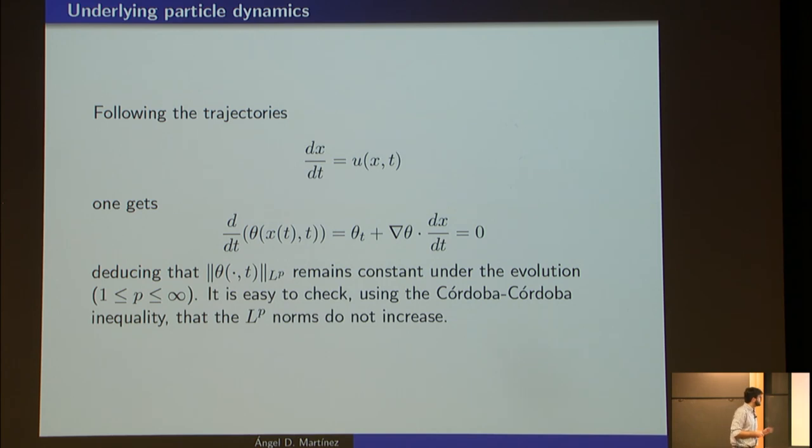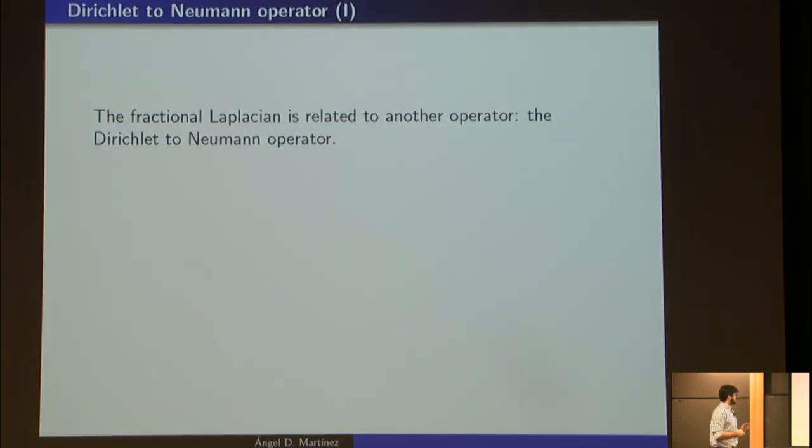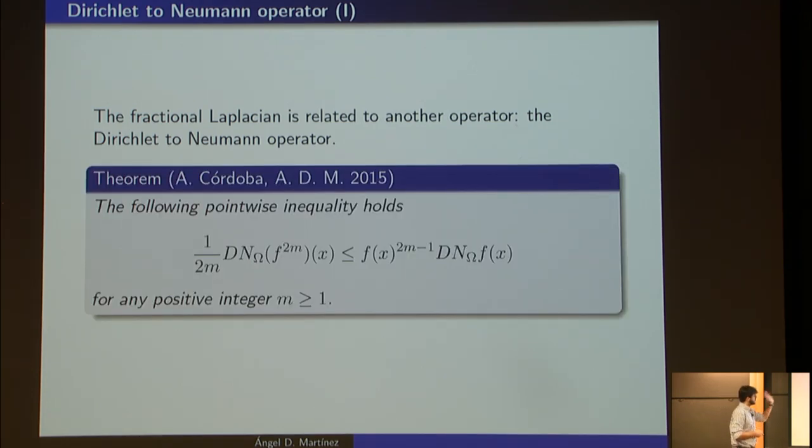OK, and that's the next point. Let me just overfly this, which is that these fractional type operators are related to the Dirichlet to Neumann operator. And for this one, we can actually extend the Córdoba-Córdoba type inequality. We did that a few years ago. And the proof is very simple. And actually, it gave us a way of understanding how to prove the Córdoba type inequality for compact manifolds in general. So for compact manifolds in general, it is going to be true. I will tell you later what the fractional Laplacian means in that case.